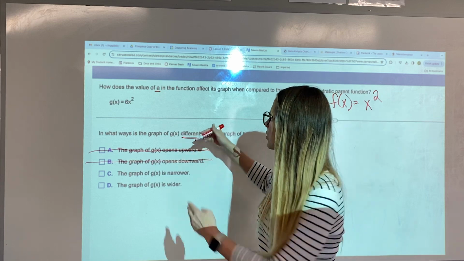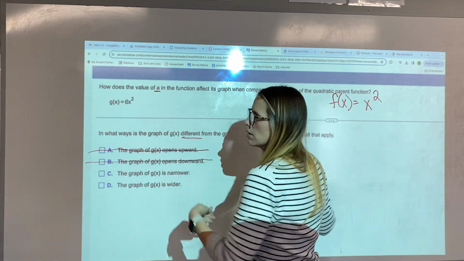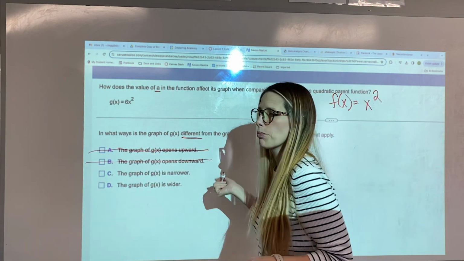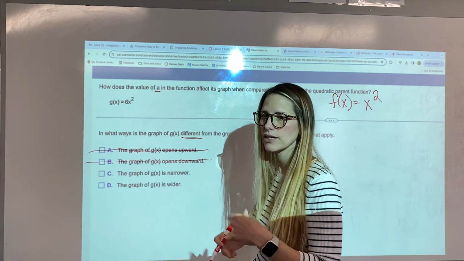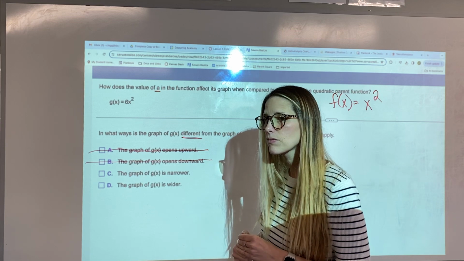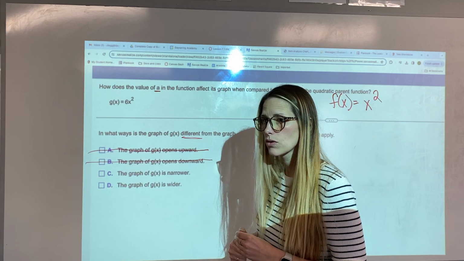Because there's nothing different about the signs of A. They're both positive, so nothing's different about them. So those are not affected. Yeah? If it's positive, it goes upward. So why did we cancel out upward?